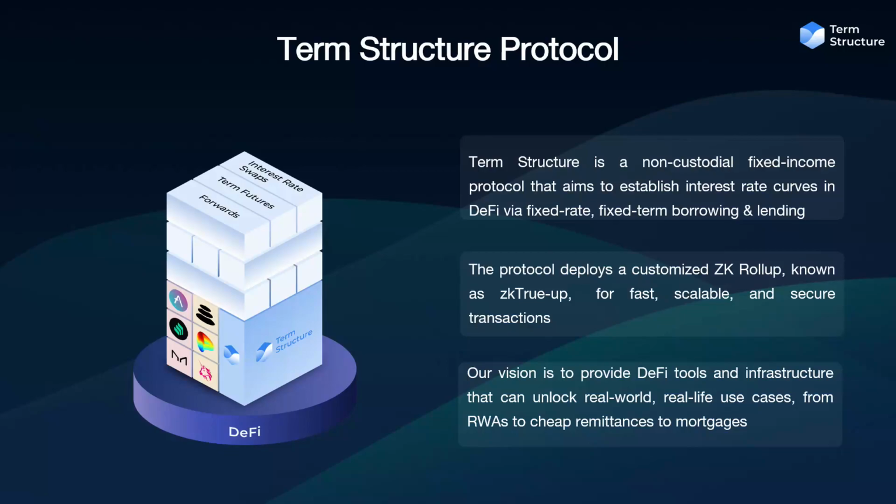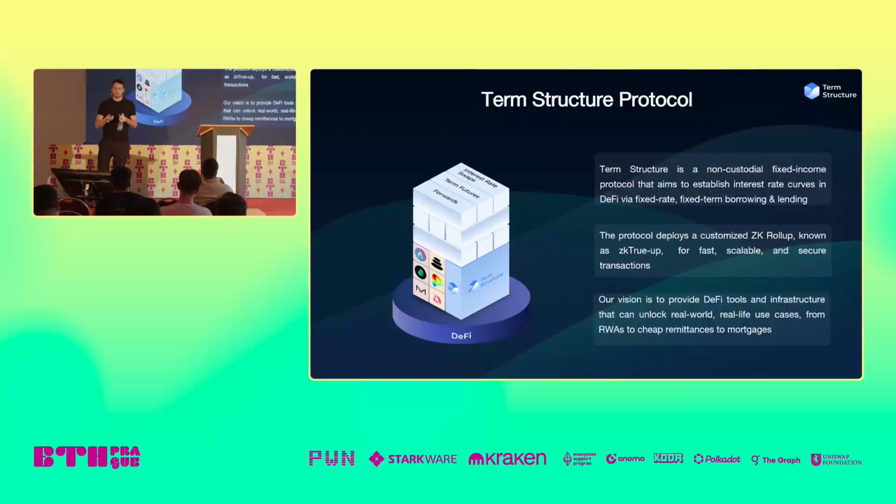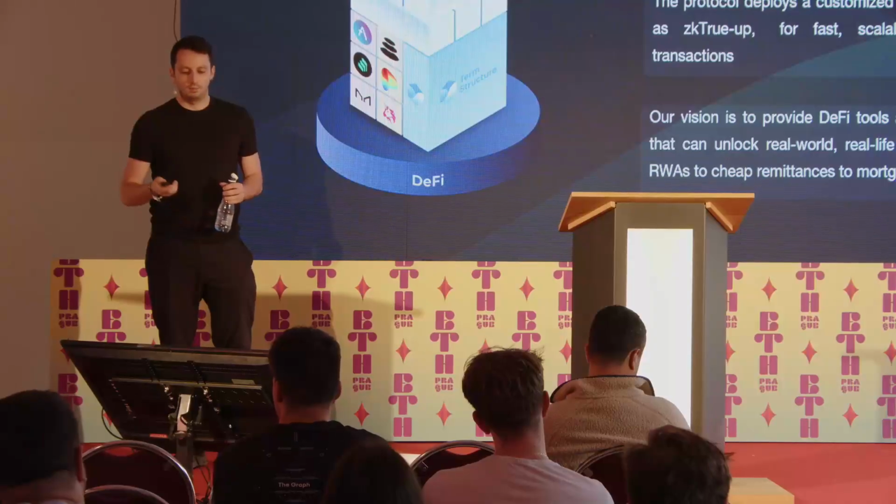So what is the Term Structure protocol? Term Structure is a non-custodial fixed income protocol that aims to establish interest rate curves in DeFi by having fixed rate, fixed term borrowing and lending. The way it's doing that is by having a customized ZK rollup for fast, scalable, and secure transactions. We've also been in contact with the Arbitrum Foundation to deploy there as well by the end of the year. And the whole vision is to provide DeFi tools and infrastructure that can unlock real-world, real-life use cases from RWAs to cheap remittances and to mortgages.